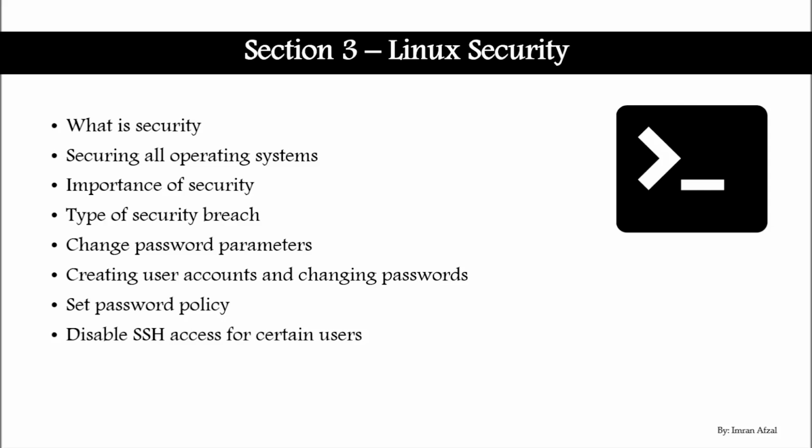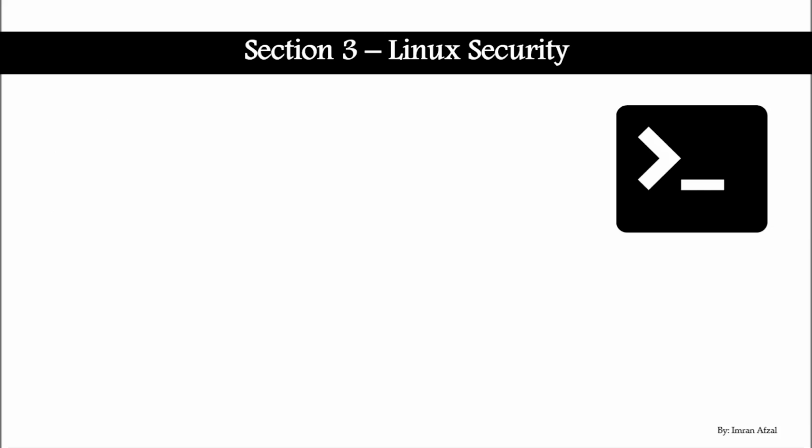Then we'll talk about disabling SSH access for certain users. Maybe there are users who just need to run certain commands and they don't need SSH access. We'll lock and disable user accounts manually or automatically. We'll lock user accounts after 3 failed attempts, meaning if they try to log into the system with the wrong password three times in a row, we'll lock their account. We'll learn that in that lecture.